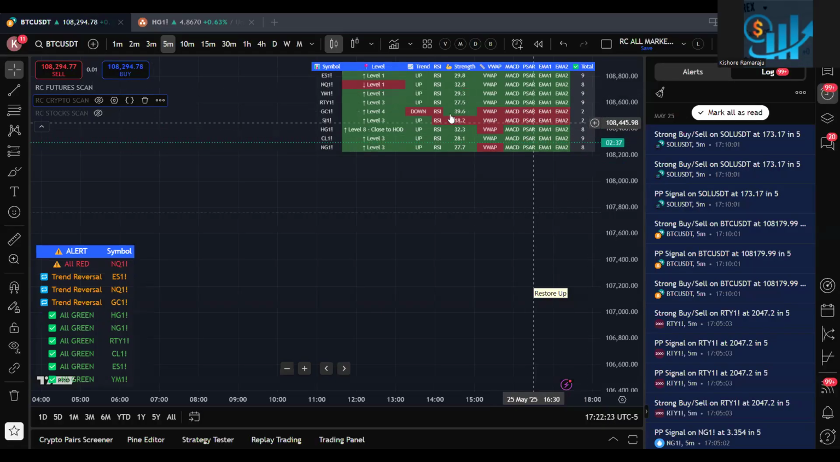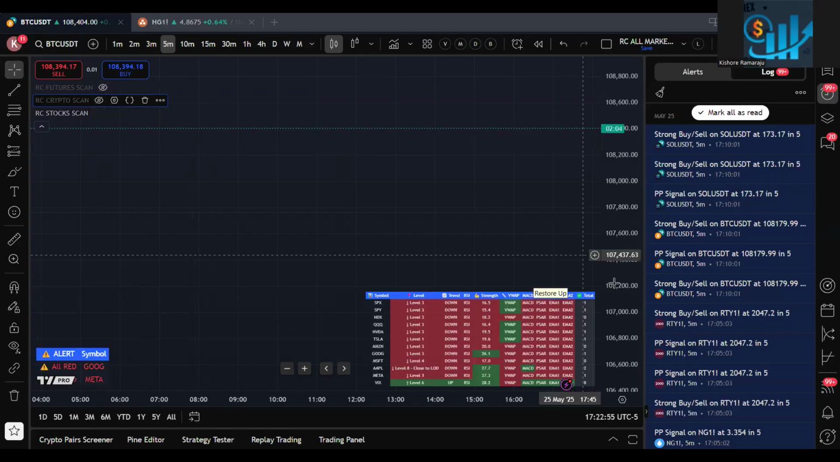So GC, silver: because indices are moving good, your metals will go down. So mainly GC and silver are good for short opportunities. ES, NQ, YM, RTY, natural gas, crude oil, all these are looking bearish. Even here it will also give you another table saying copper all green, natural gas all green, RTY all green, ES all green, YM all green. All green means only buy signals. All red means only sell signals.